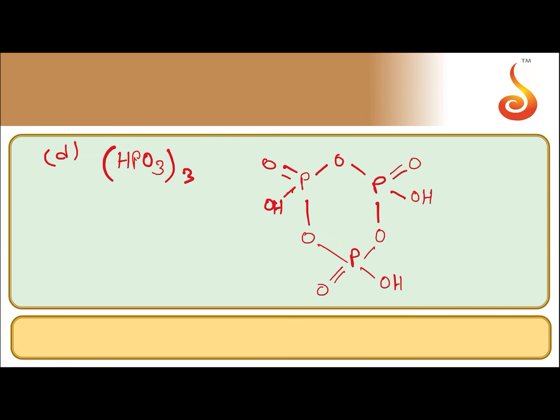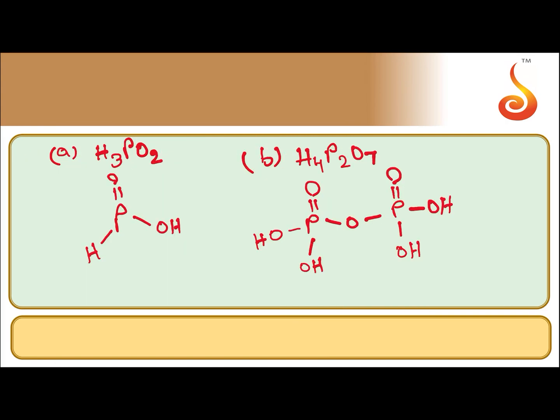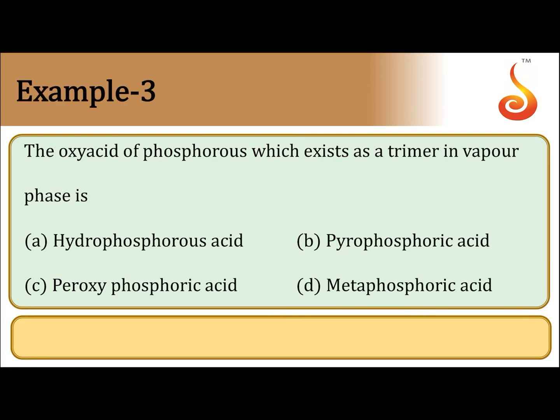And finally metaphosphoric acid, which exists in the trimeric and cyclic form. This is the structure of metaphosphoric acid. So for the given question, the oxoacid of phosphorus which exists as a trimer in vapor phase is option D.